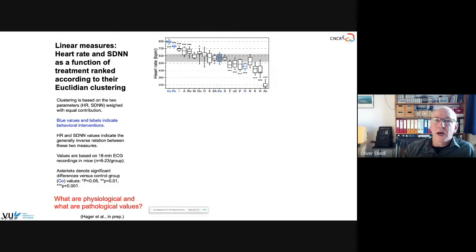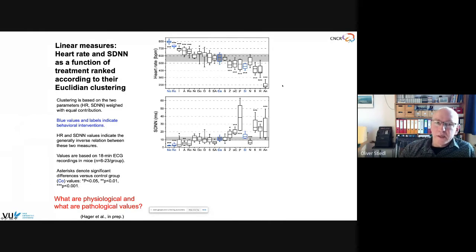Now, if this is the heart rate and we rank this according to maximum from high to low, we see novelty is higher than restraint. Take a look at this. 800 is roughly the maximum physiological limit. This is the control value indicated here in gray. And then this is sleep. These are different pharmacological interventions. I will show you in a minute more details. And this is anesthesia with ketamine Rompun.